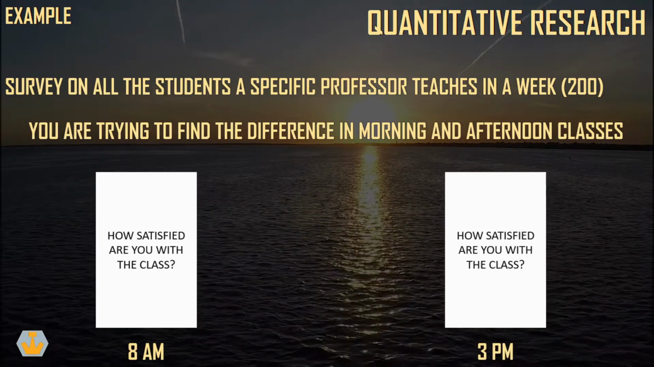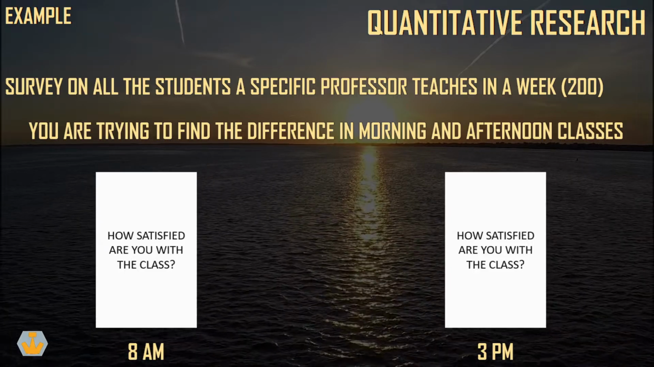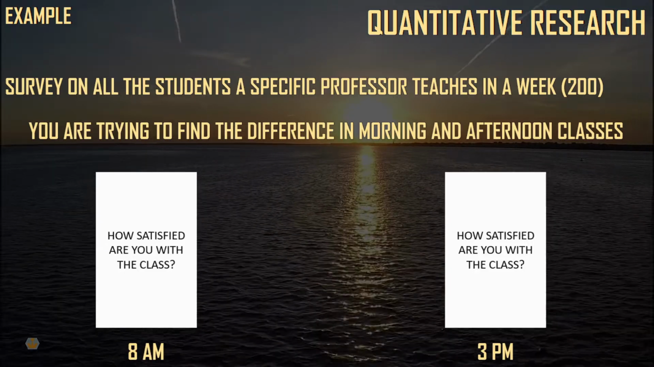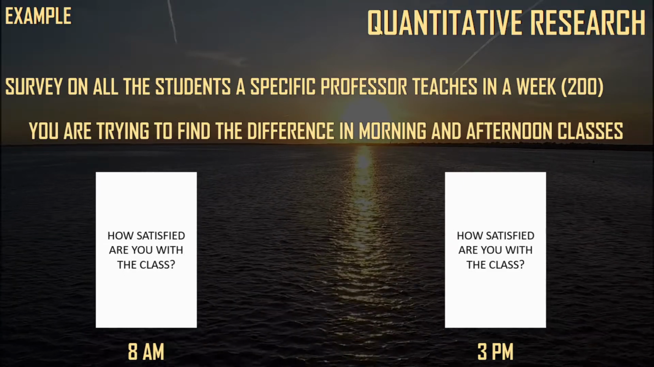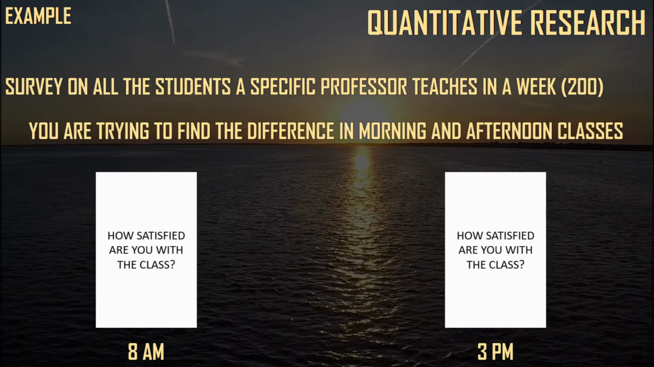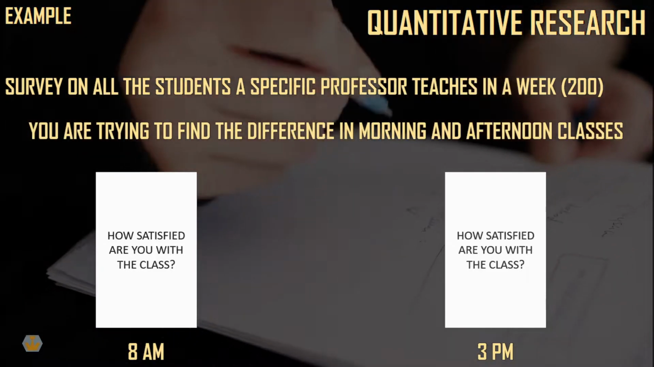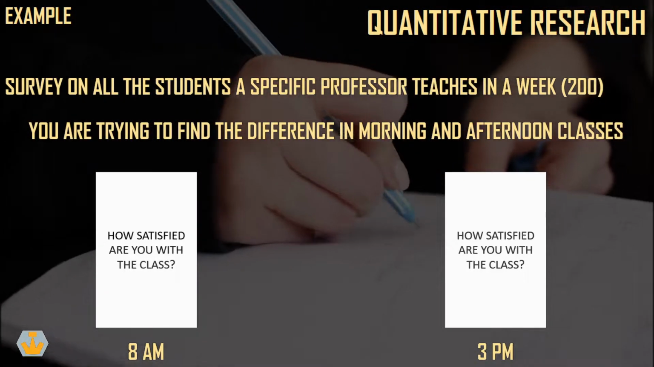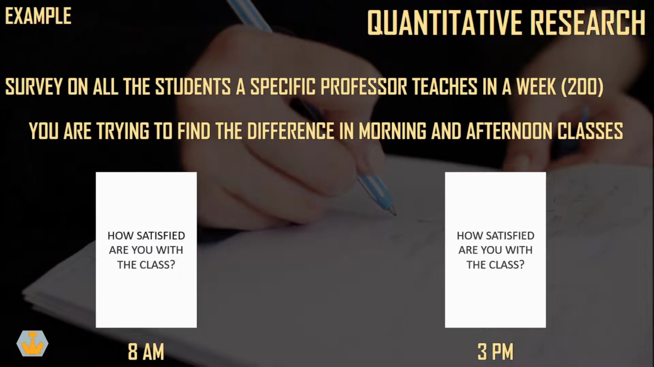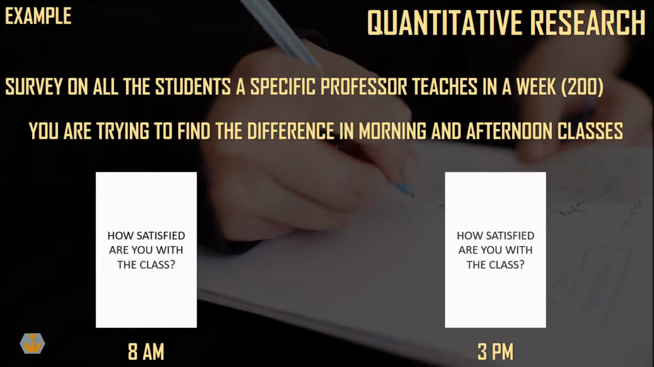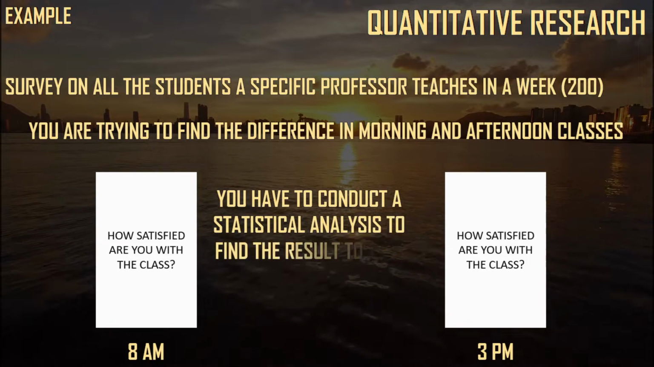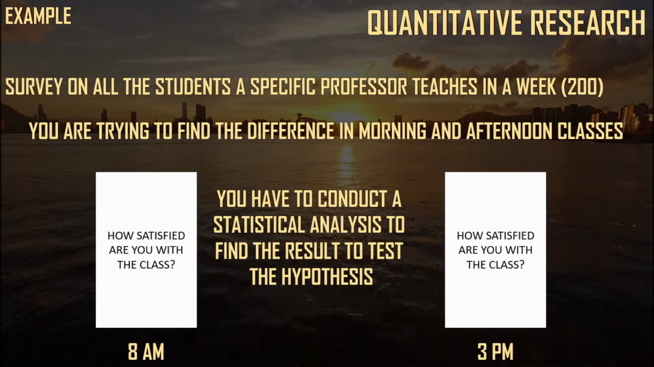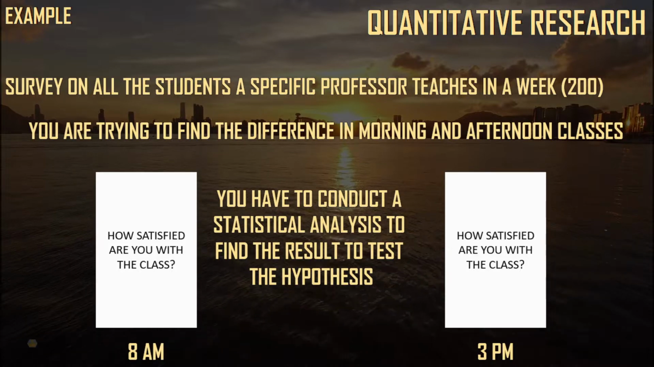That is an example of quantitative research. The students will be asked some questions that will have options they can choose from. You can probably ask them how they would rate the professor on a 1 to 5 scale. Then, after gathering the answers from everyone, you will have to do a statistical analysis to see whether the students in the afternoon class are happier than the students in the morning class.